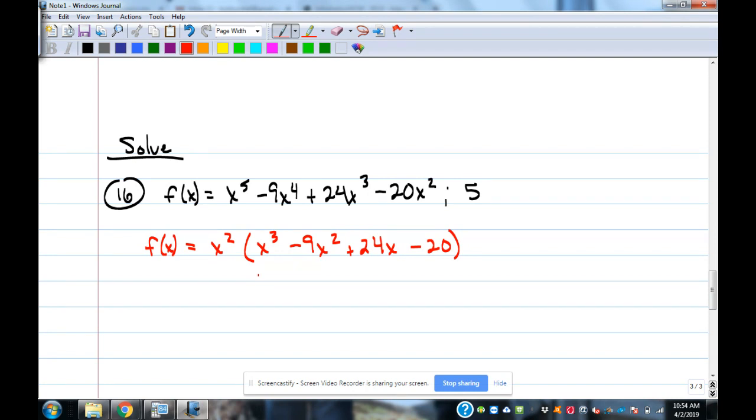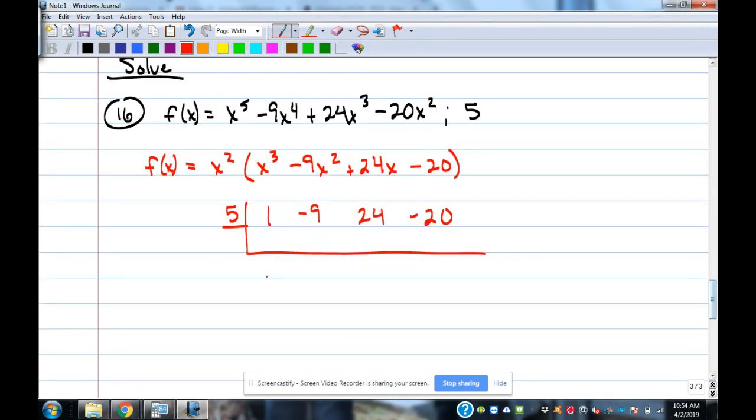All right, so synthetic division. Set it up: 1, negative 9, 24, negative 20. And then the 5 that they gave us is on the shelf. Okay? Run it through synthetic just the same way as you always have. So drop the 1 down and go to work. 5, negative 4, negative 20, 4, positive 20, 0.